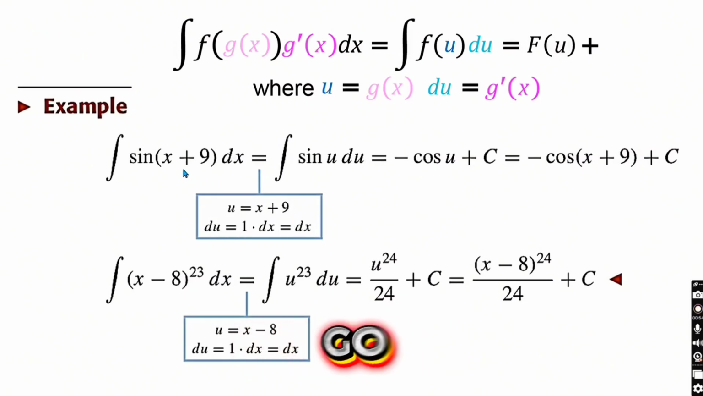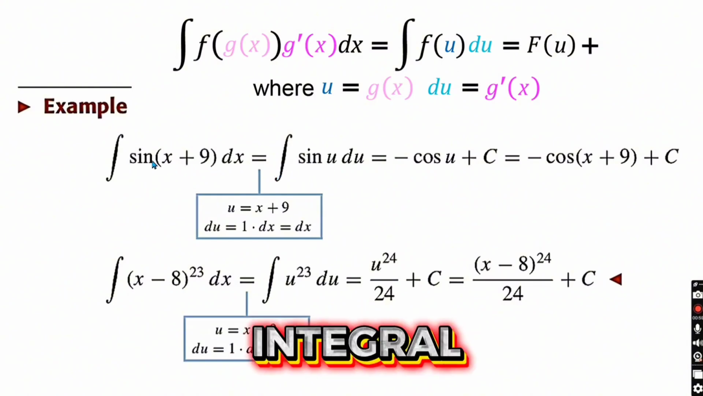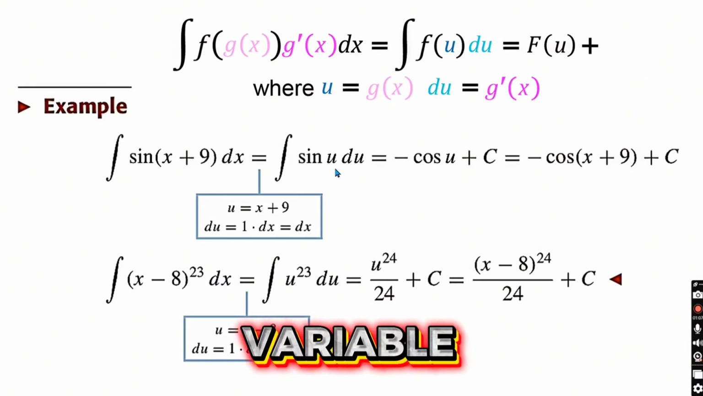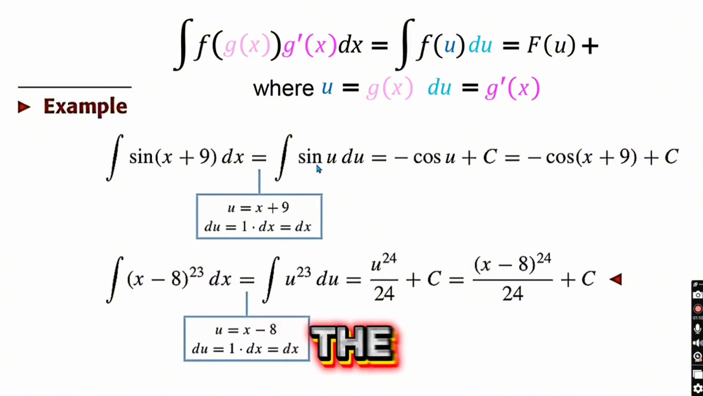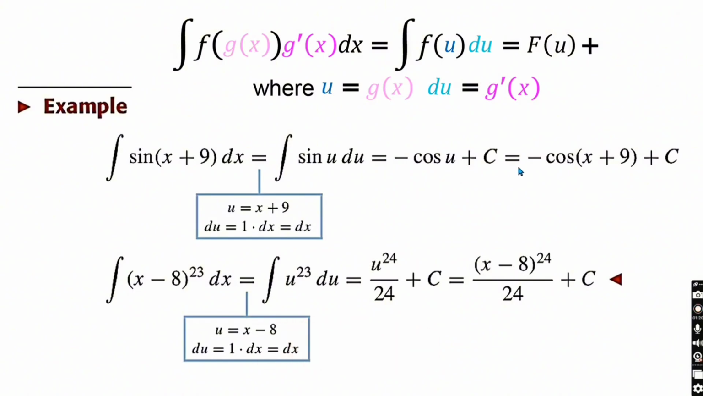So we will go back now, and we can actually convert this. The integral of sine, and then this one is u, and dx is equal to du. Since we have the same variable now, we can integrate. So what is the antiderivative of sine u? It's negative cosine u. We should not forget for indefinite integral the plus c. And for the simplified form, we have negative cosine, and what is u? The quantity x plus 9, and then plus c. So you can explore this.